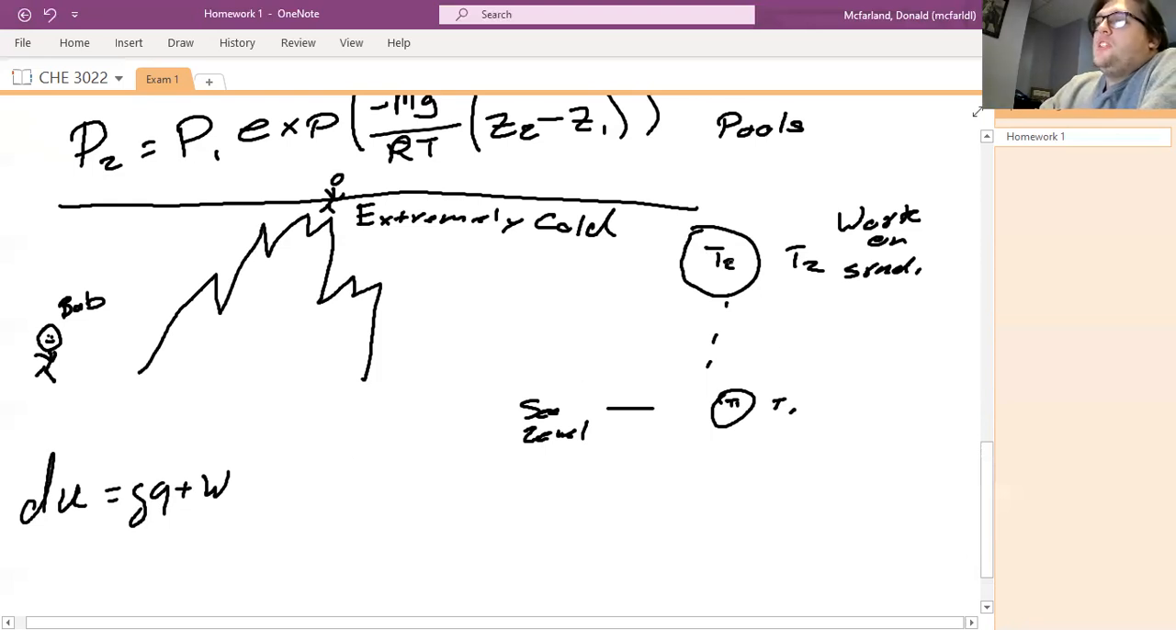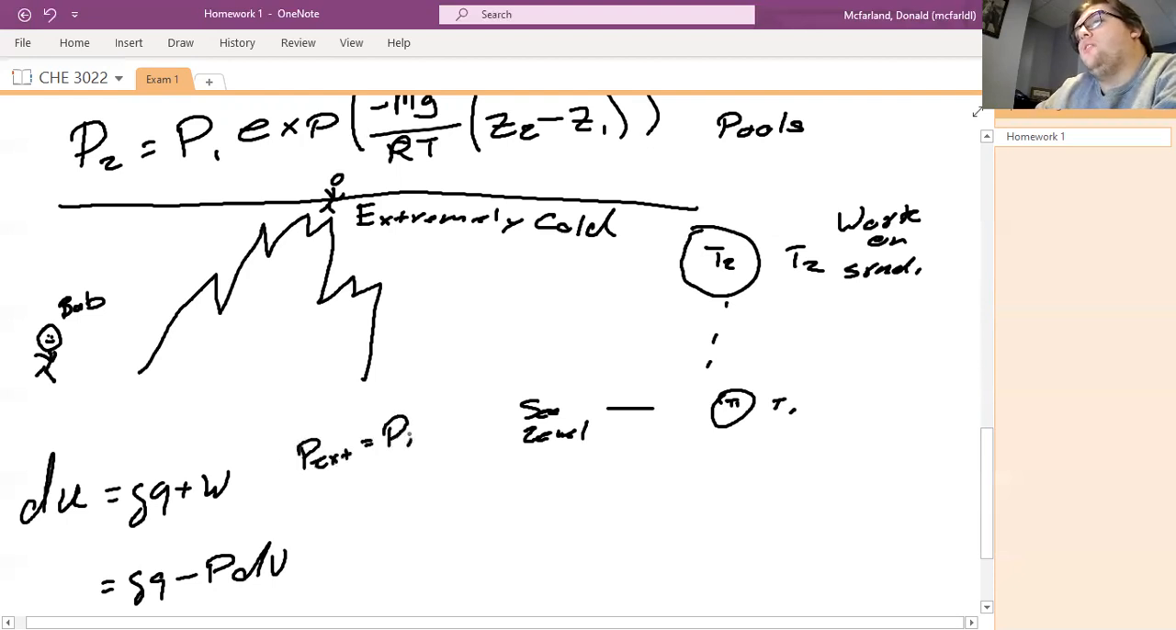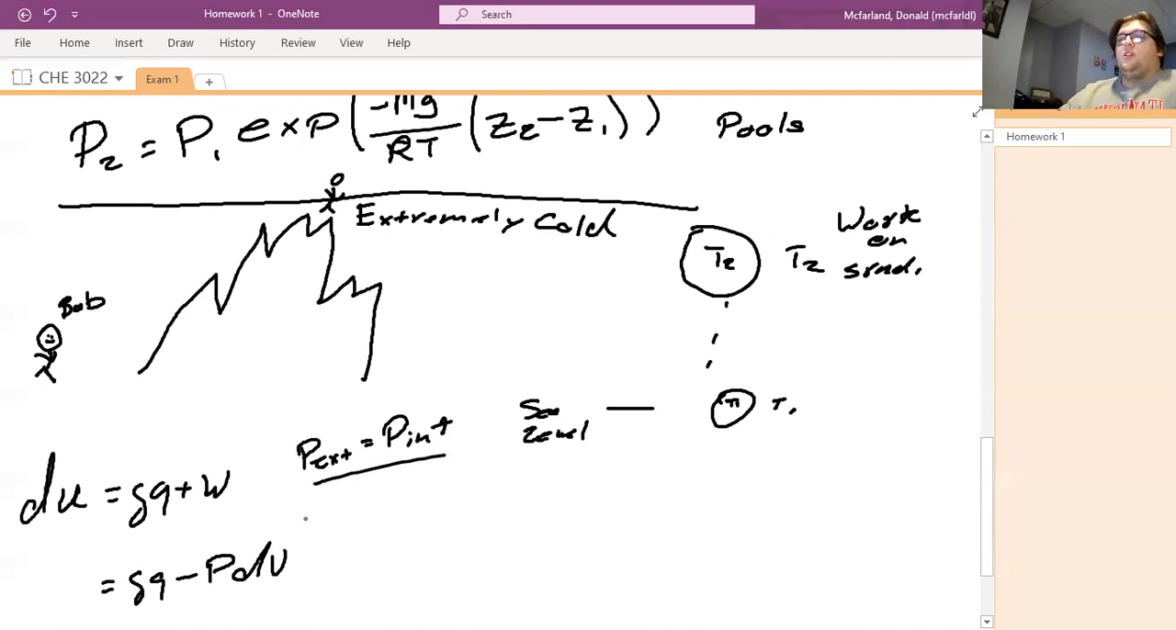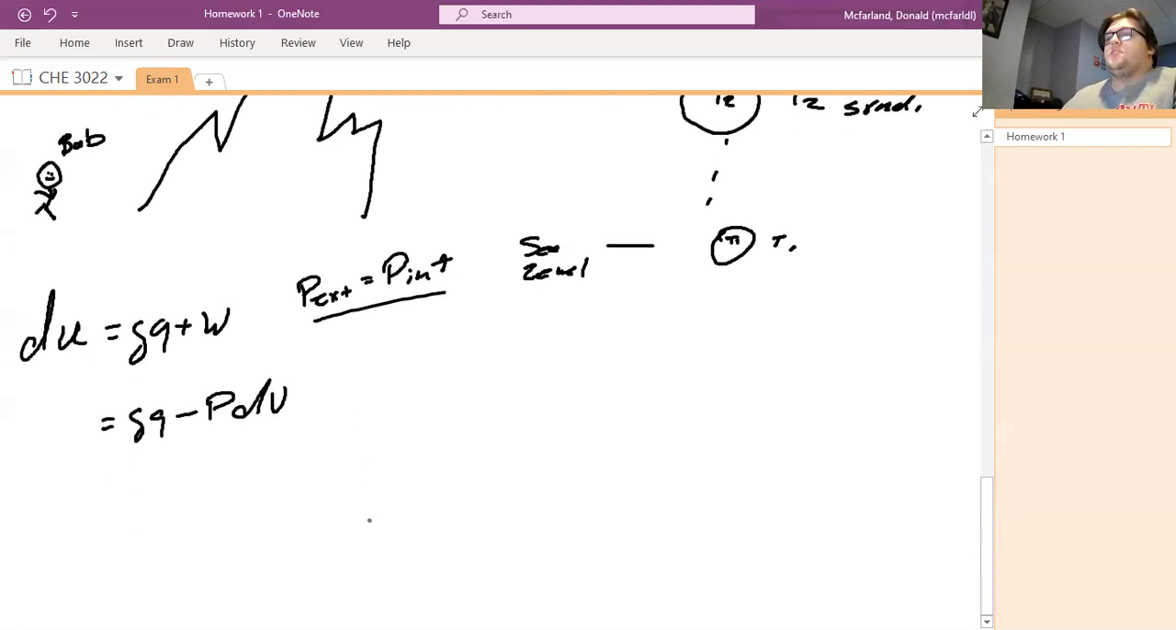Now keep in mind, work is being done on the surroundings, so our work is going to be given by the equation negative PdV, where P is the external pressure. But since it is adiabatic and reversible, P external will equal P internal. So no matter which one you pick, you'll have the right answer. Just to save time, I'm just going to use P.